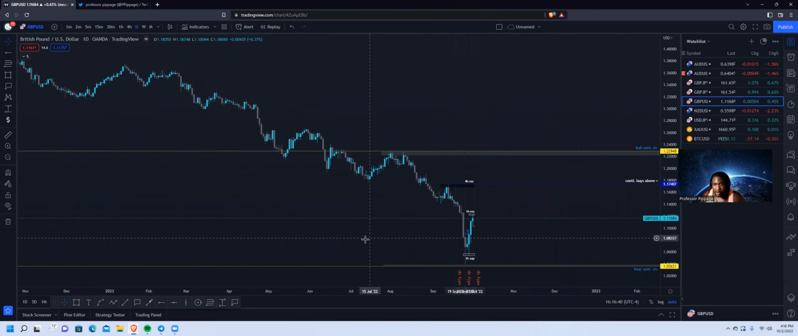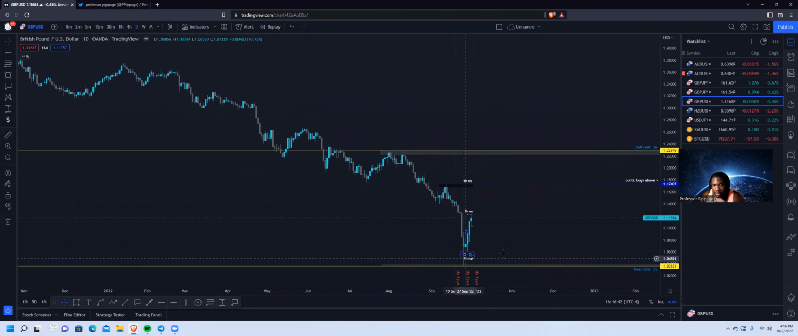Right here, what we can see, we got a supply that pushes down into demand. We got the reaction on the daily. We got a 4-hour resistance right up in here. If we close above there, we could be looking for a continuation buy. So at this point, break and retest.